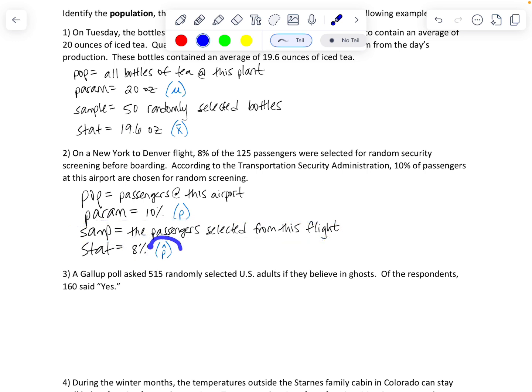That is a P hat. Do you remember that symbol? You should have it in your reading guide. It's exactly the same as the mu versus the X bar. The P goes with the population. The P hat is just one sample.